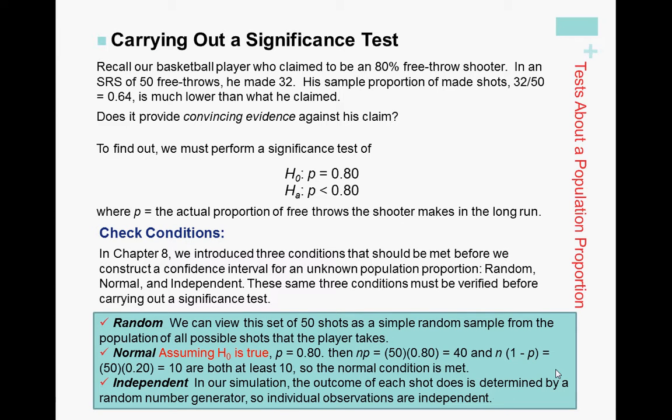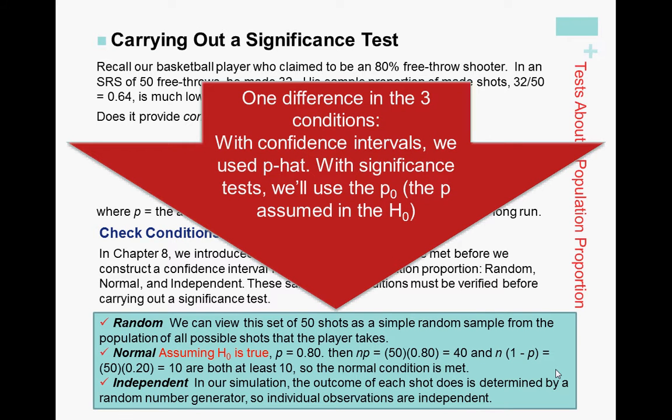And independent. In our simulation, the outcome of each shot is determined by a random number generator, so individual observations are independent. We don't have to worry about the 10% rule here because we're using a simulation, with no sampling without replacement or anything like that. So the random, normal, and independent conditions are the same as before, but there is a difference.